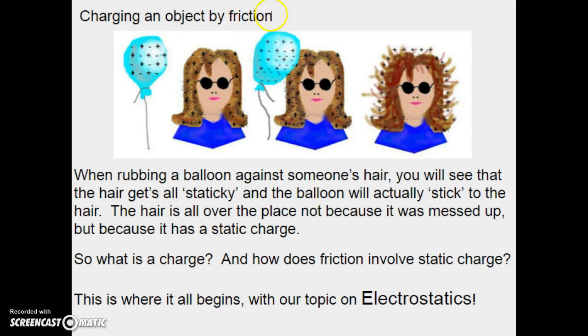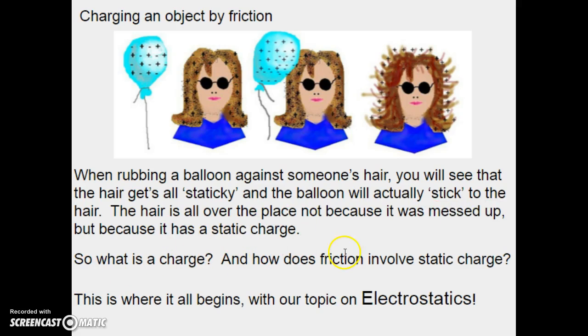So if we charge an object by friction, if we rub this balloon on, let's just say, this person's hair, you might say, well, the hair is all kind of static all over the place and the balloon sticks to their head. So when rubbing a balloon against someone's hair, you will see that the hair gets all staticky and the balloon will actually stick to the hair. The hair is all over the place, not because it was messed up, but because it has a static charge.